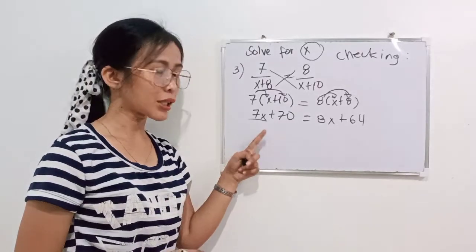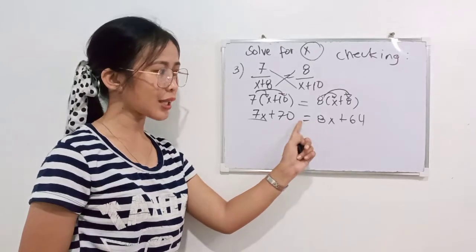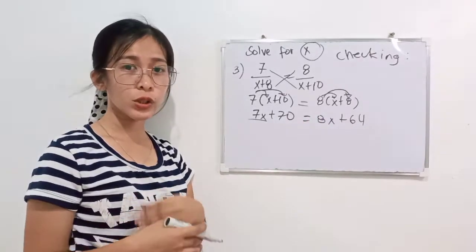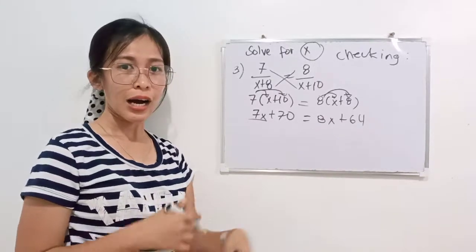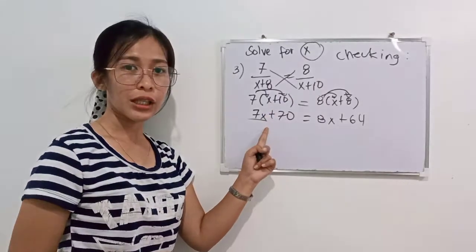Sino dapat yung kasama niya dito? Dapat si 8x kasama niya dito. Eh, si 8x ay nasa kabilang dako, nasa kabila ni equal sign. What are we going to do is to transpose 8x. How are we going to transpose 8x? Ililipat natin siya dito. Isasama natin siya kay 7x.